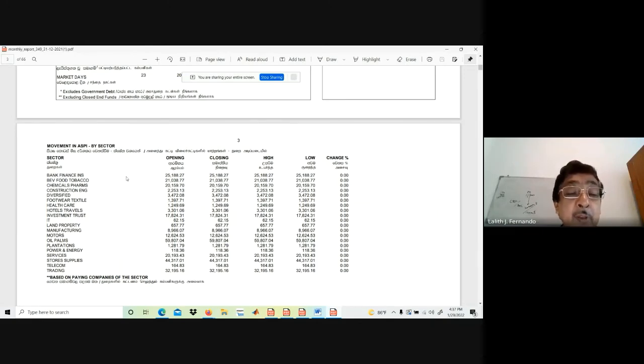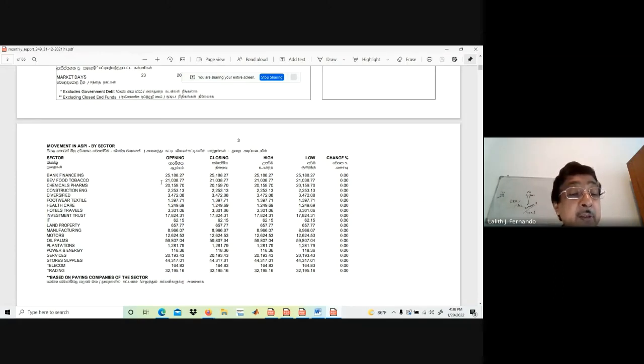In SPI, the index is put into components like bank, finance, insurance as one sector. Beverage, food, tobacco is another component. Chemicals, farms, another component. Construction, engineering, another one. Diversified, footwear, textile, healthcare, hotels, investment trust, IT, land and property, manufacturing, motors, oil palms, plantations, power and energy, services, stores, supplies, telecom, and trading. Right. Now, these are the indices.